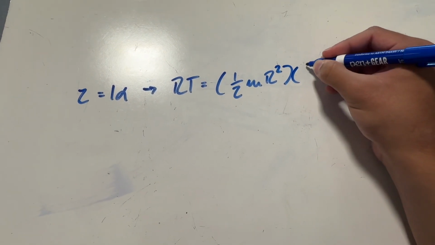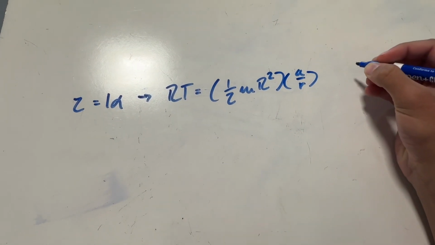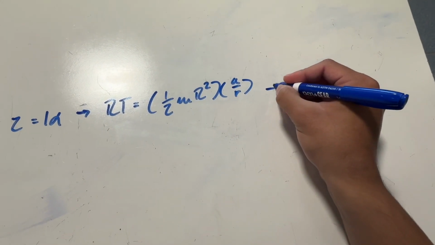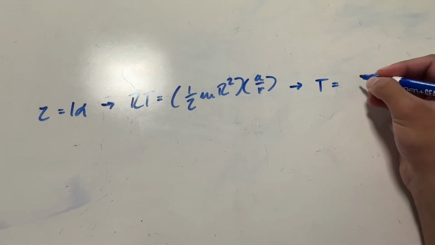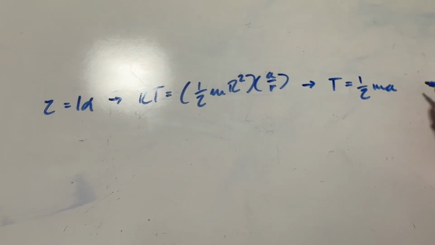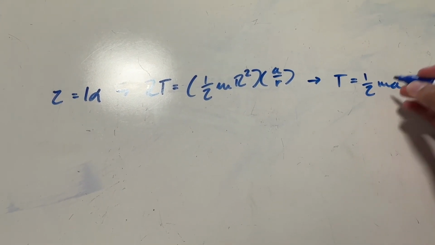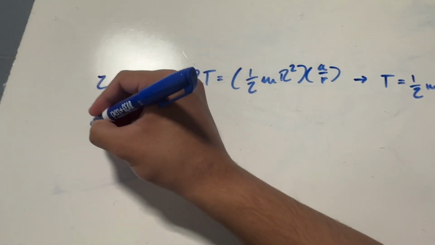times our angular acceleration. We can then rewrite this as tension equals 1/2 MA. And then keep in mind that tension equals mg.